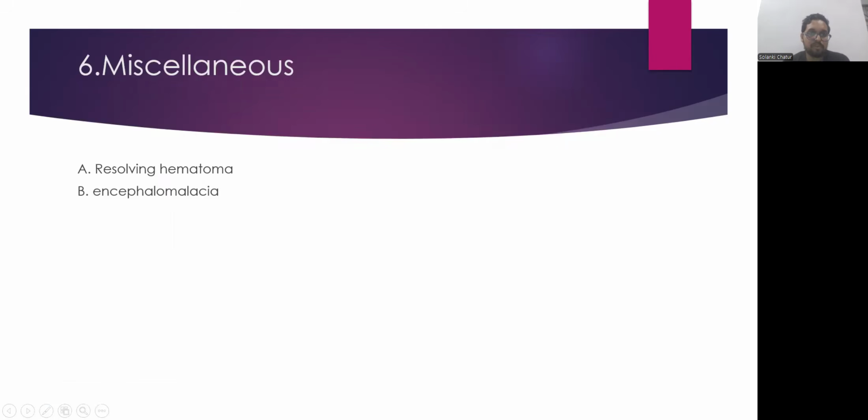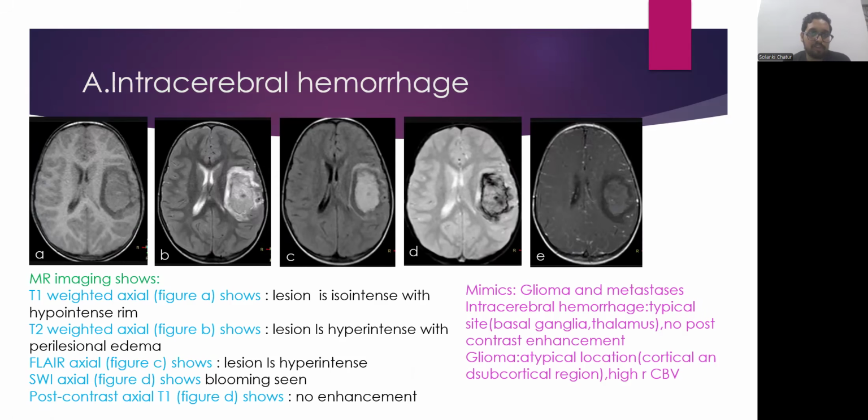Miscellaneous: resolving hematoma and encephalomalacia. In resolving hematoma MR imaging, the T1 weighted lesion is iso-intense with hypointense rim, the T2 weighted lesion is slightly hyperintense with perilesional edema. FLAIR weighted lesion is hyperintense with hypointense rims. On susceptibility weighted imaging, you can see blooming, and on post contrast T1 weighted imaging there is no enhancement. It can mimic glioblastoma and metastasis.